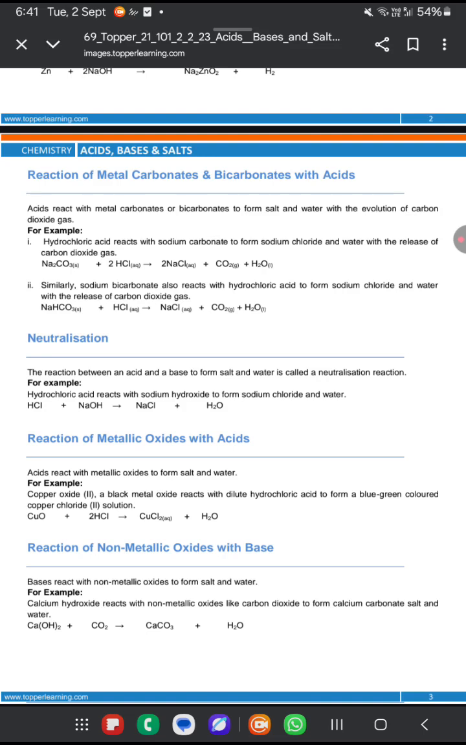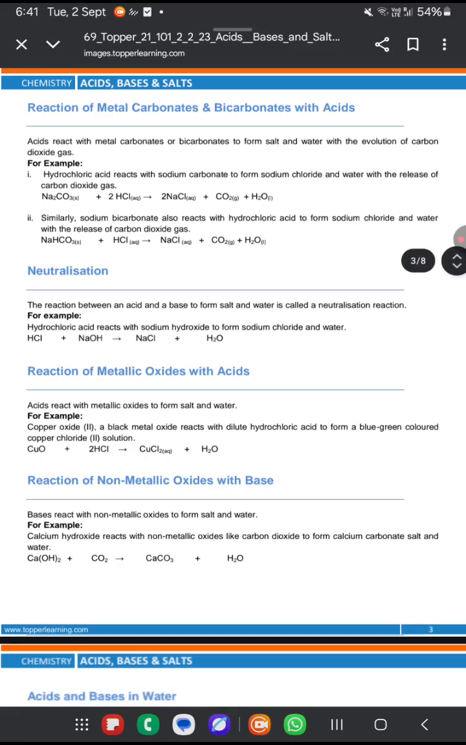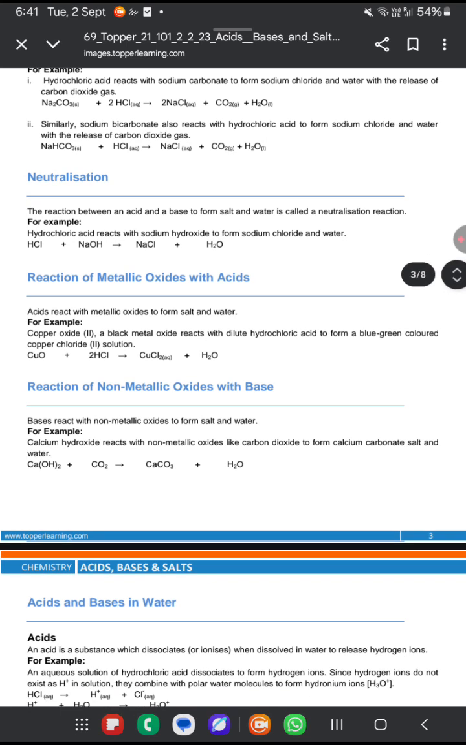Reaction of non-metallic oxide with base. The base reacts with non-metallic oxide to form salt and water. For example, calcium hydroxide reacts with a non-metallic oxide like carbon dioxide to form salt and water. Ca(OH)2 plus CO2 gives calcium carbonate plus water.